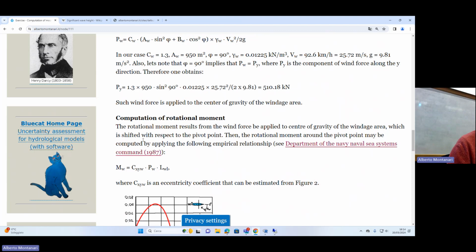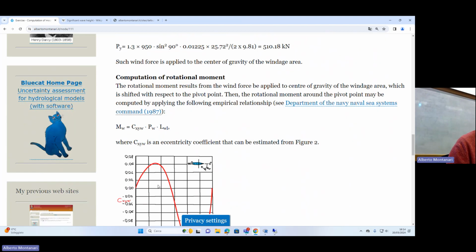So basically, I take the wind force and I multiply the wind force by an eccentricity coefficient that is estimated from the abacus, and then I multiply by the length of the water line, which is given. I have it in the data. And then I get the rotational moment.